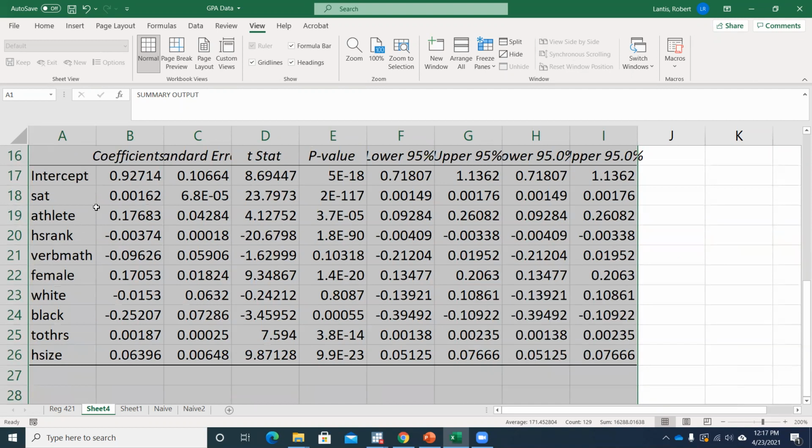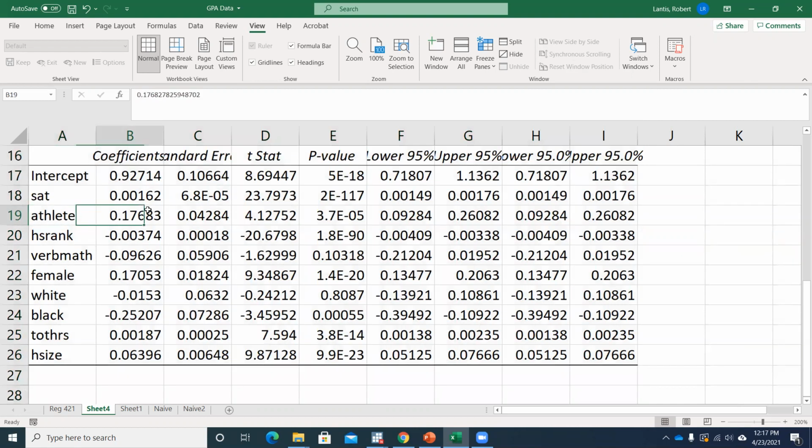Okay, so I now look at my athlete variable, and now it looks like, well, if I can hold all these other things constant. So the thought experiment is 2 people with the same SAT score, same high school rank, they score the same on this verbal math test. They're either both male or both female. They're either both white or they're both black. They have the same total credit hours. They went to a high school of the same size, but one of them, right, we're holding everything else constant, but one of them is a student athlete, right?